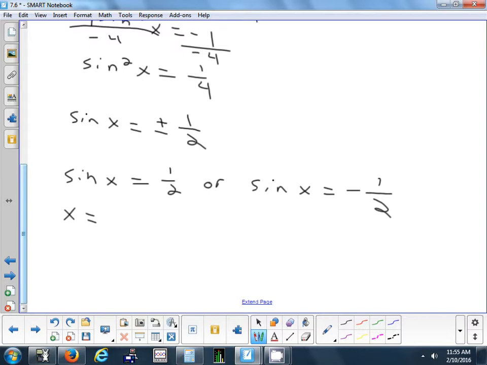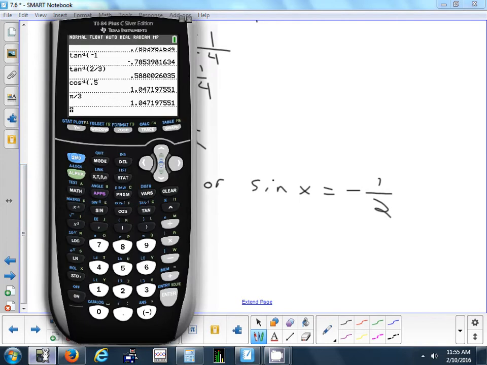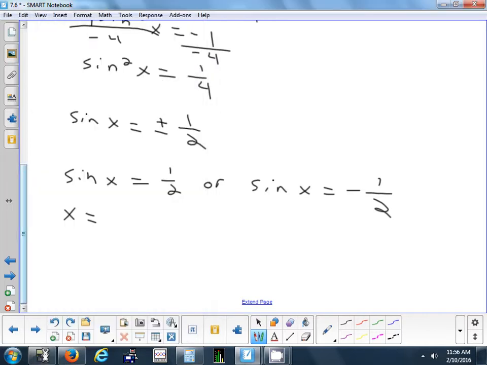Take the inverse sine of 1/2. Does anybody know what you're going to get? 30. Okay, if you don't recognize that, that's pi over 6. Do it in degrees first, and then change it to radians. So we get pi over 6. Where is my other solution? Quadrant 2. That's 180 minus 30. That's 150. 5 pi over 6.